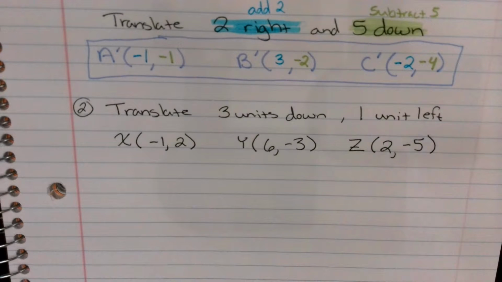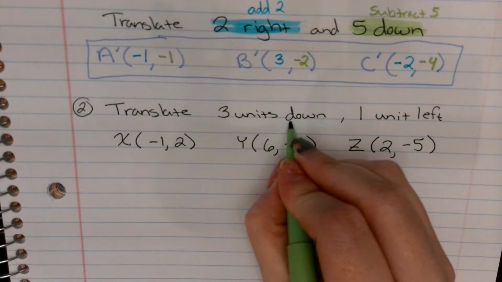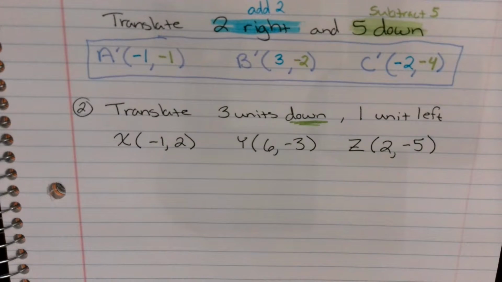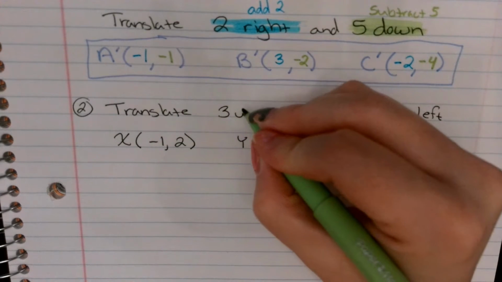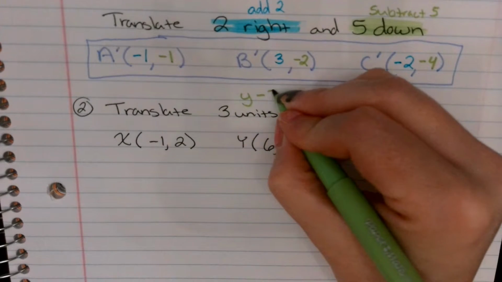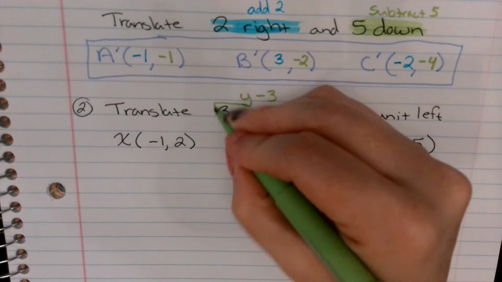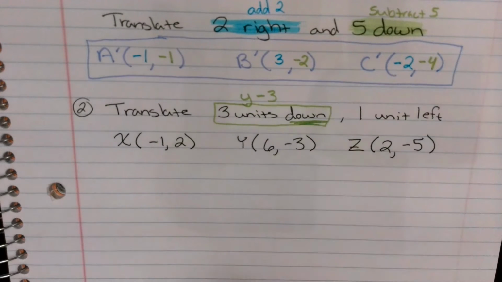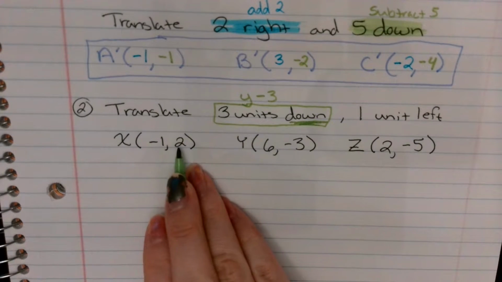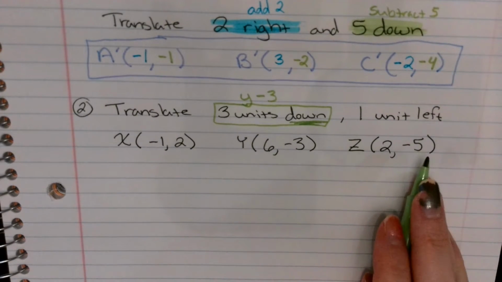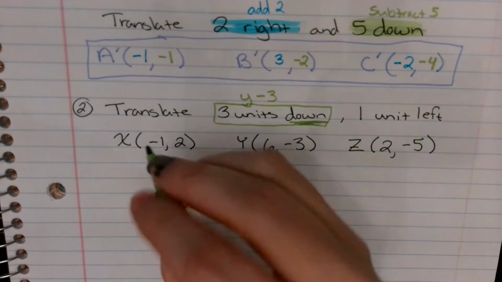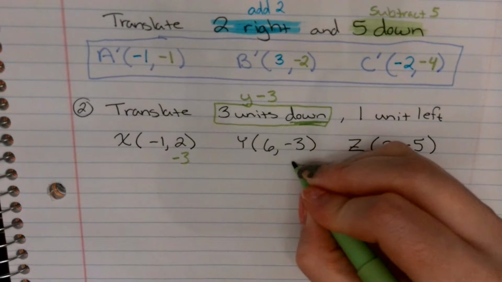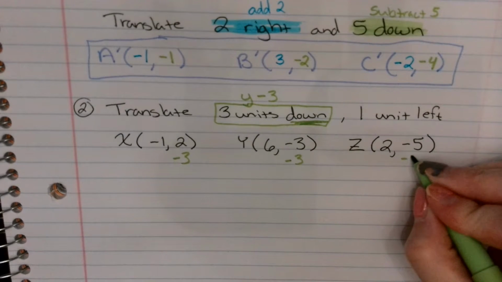So again, I'm wanting to translate this 3 units down. That keyword down means it's going to affect the Y. I'm going to take whatever my Y value is and subtract 3. Here's my Y. My Y is the second part of the coordinate plane. So I'm going to subtract 3 from each of these.